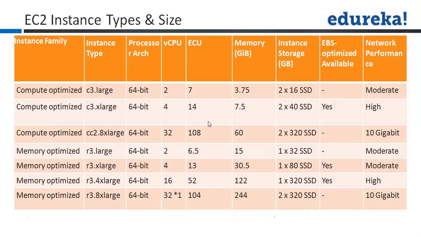At the same time, if you go to memory optimized, you would see up to 244 GB RAM is possible. So based on your requirement, Amazon provides various instance sizes, whether you need more memory, more compute power, a balanced part, or better storage. Amazon has various different instance families. You choose according to your requirement.